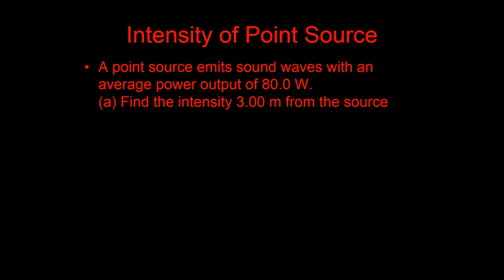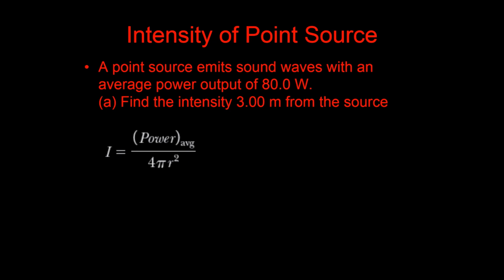So let's take a look at how we can use this. This is a typical example of looking at the intensity of a sound wave. Here we have a point source emitting sound waves with an average power of 80 watts. That's 80 joules per second. Let's find the intensity 3 meters from our source.